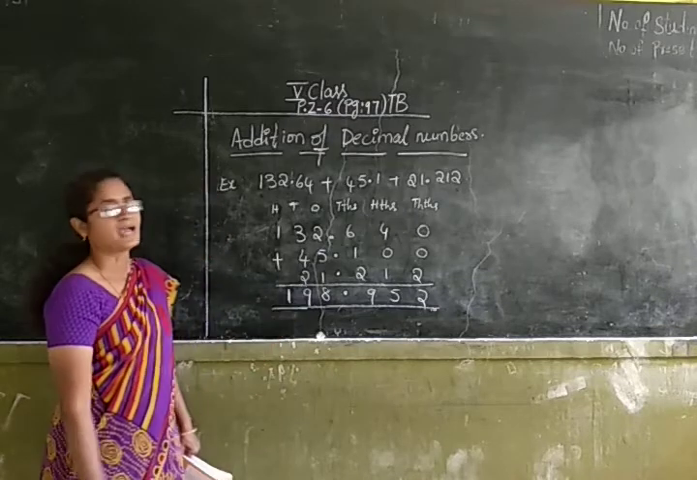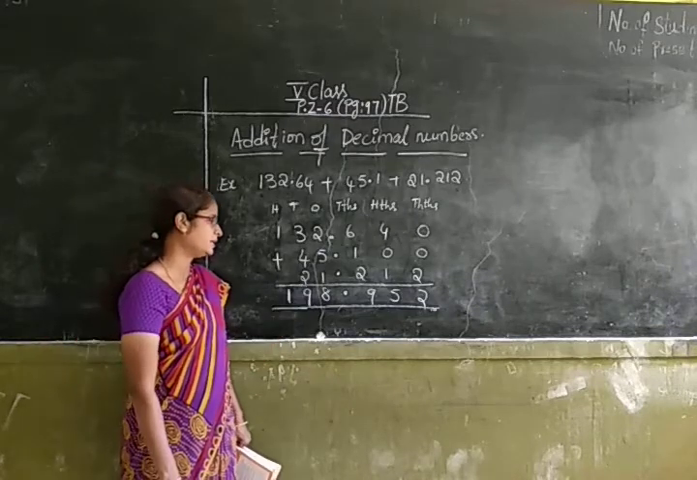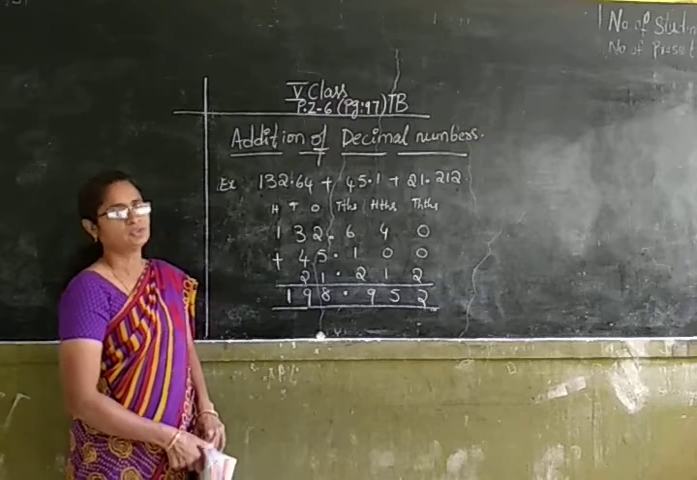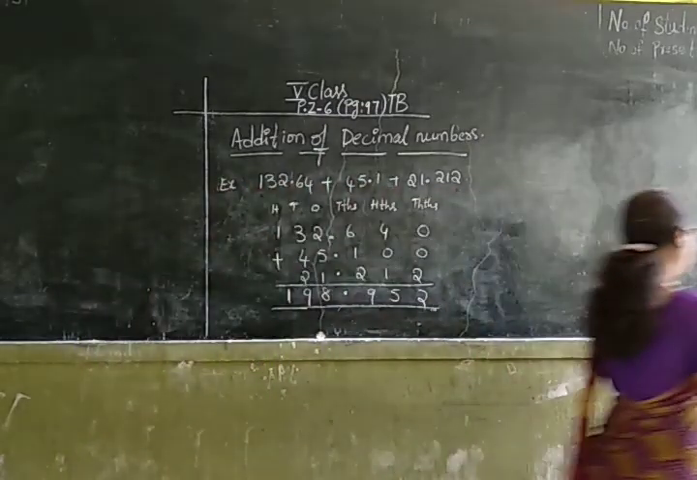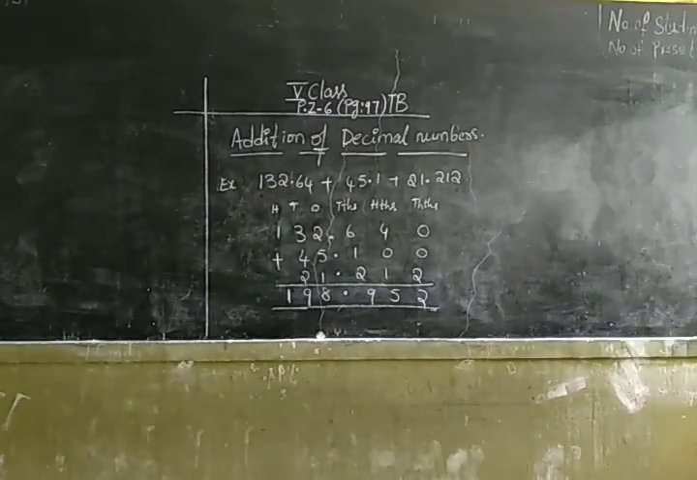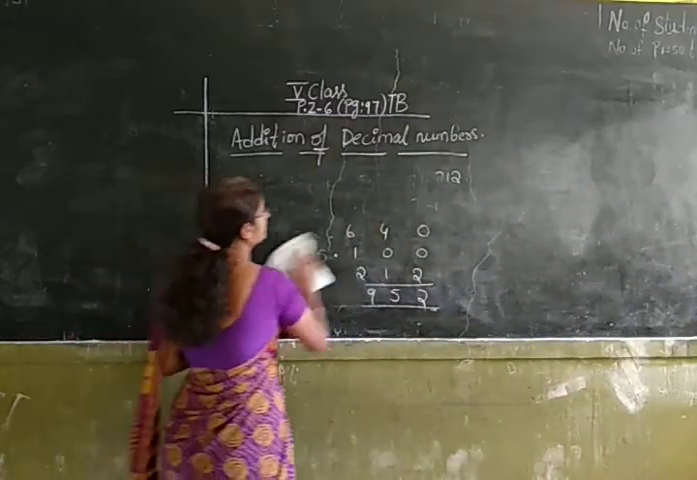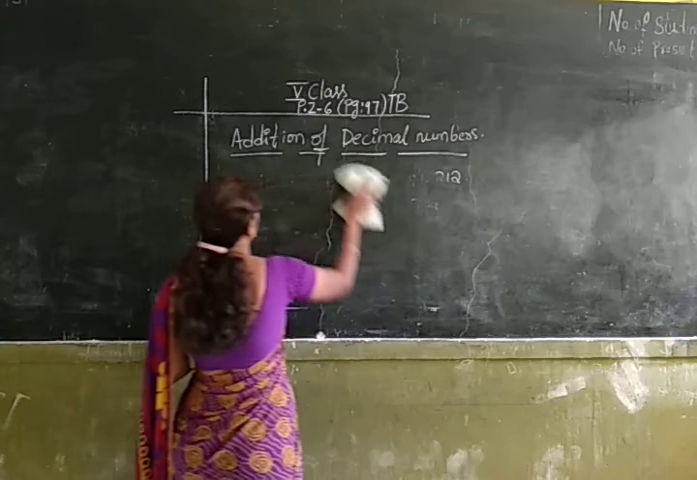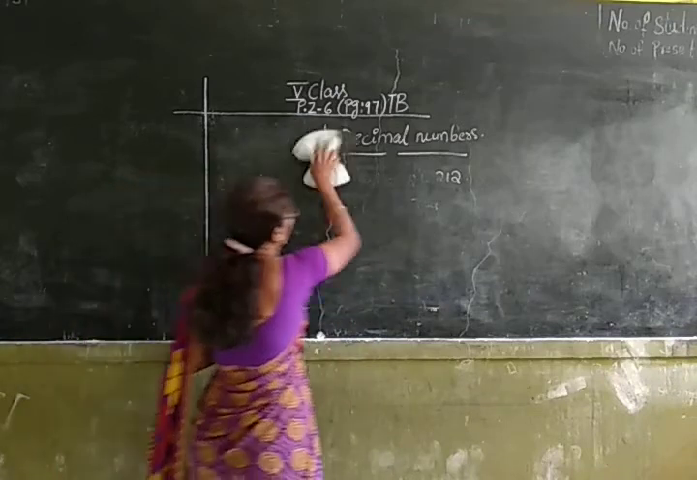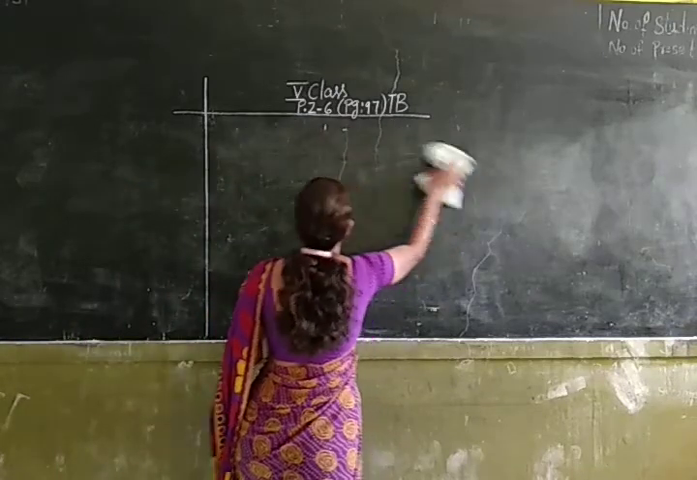So the answer is 198.952. Okay children, the answer is 198.952. Did you understand children? So this is the way of doing the addition. Now let us do practice zone 16, page number 97, textbook.